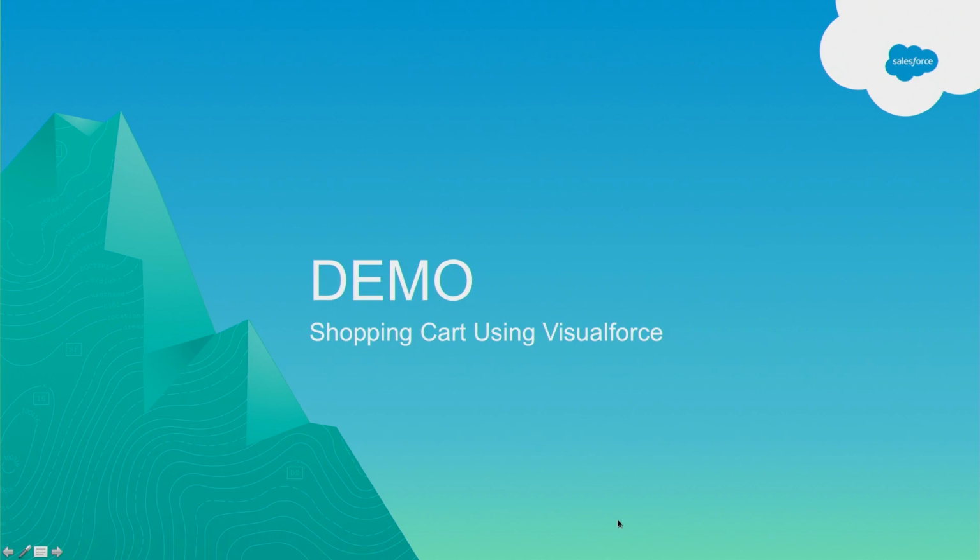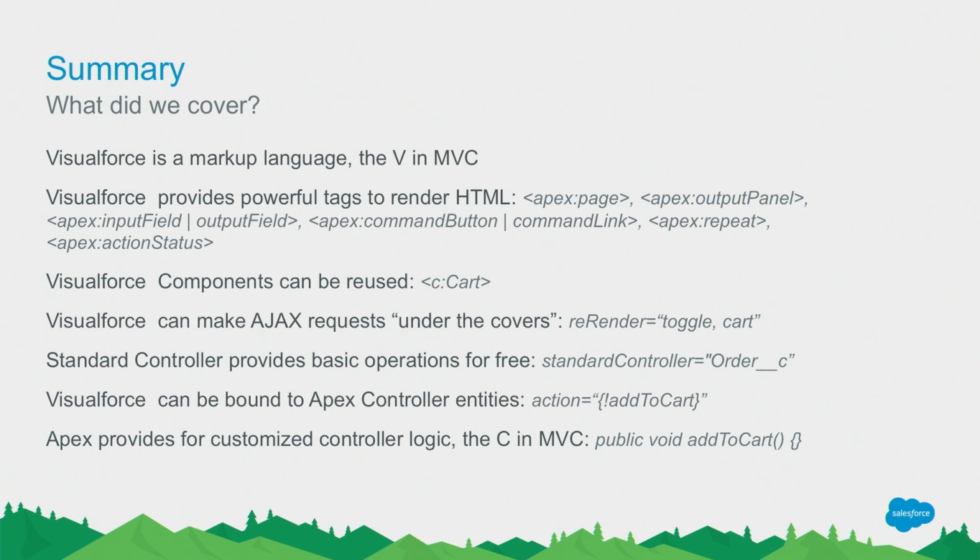So that's the demo. I feel that we covered a ton. I wanted to summarize what we looked at. So Visualforce is a markup language. It's the V in MVC. Visualforce provides powerful tags to render HTML. We saw output panel. We saw the input and output fields. We saw command buttons and command links and repeat elements.